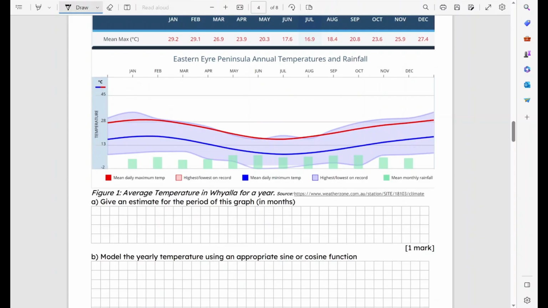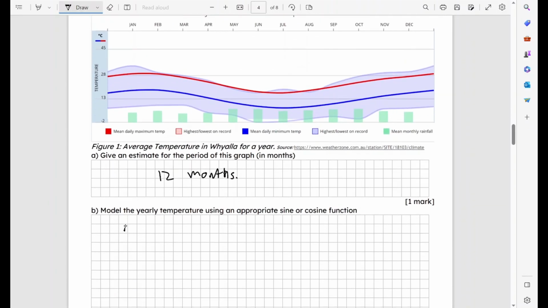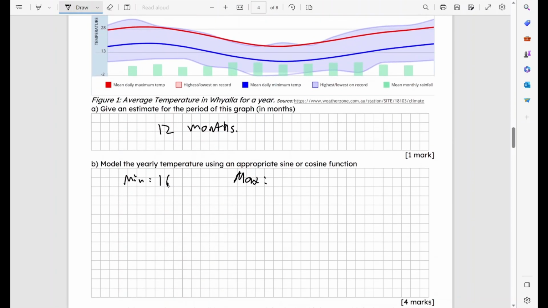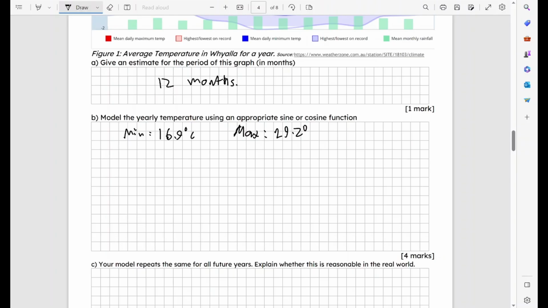So first thing we're going to do is give the period of the graph. It is 12 months, and that should be sort of like real world reasoning there as well, because the temperature does repeat every year. And then we're going to put first here, we don't need to put this explicitly, but it will help a lot. We're going to get our min temperature and our max temperature. So min seems to happen in July there, which is 16.9 degrees Celsius. And the max appears to happen in January, which is 29.2 degrees Celsius. And then we need to get our A, B, C, and D values. All right, so our A, B, C, and D values.